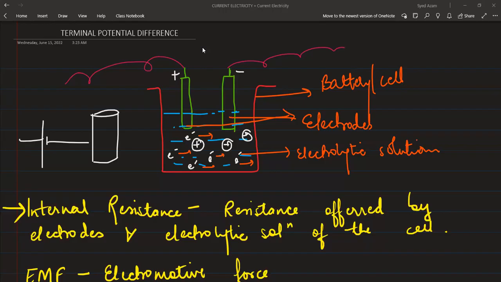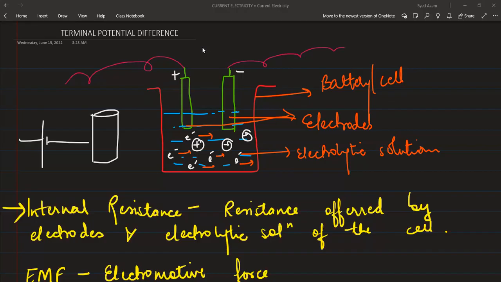Terminal potential difference, internal resistance, and the electromotive force, EMF. These are the three terms that we'll be talking about today. So it's a very easy portion. Basically, let's discuss what is internal resistance.